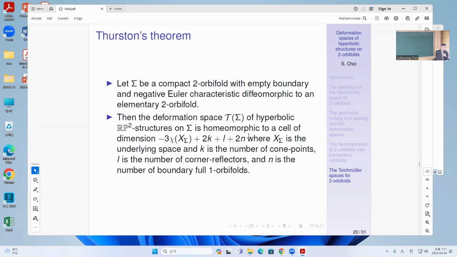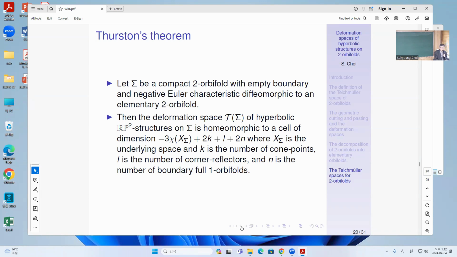The structures on sigma are homeomorphic to a space of dimension three times the Euler characteristic of the underlying space X sigma, plus 2k plus L plus 2n, where k is the number of cone points, L is the number of corner reflectors, and n is the number of boundary components for the orbifold. So this may have a geodesic closed curve boundary or some geodesic boundary for the orbifold. Okay, so these can happen.